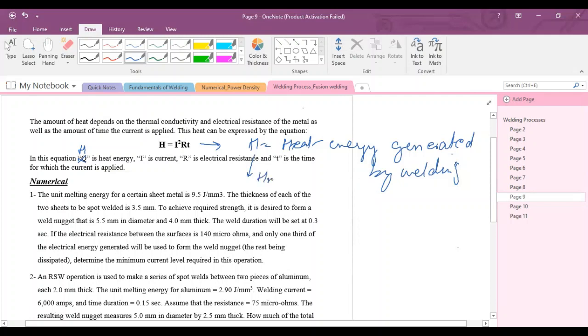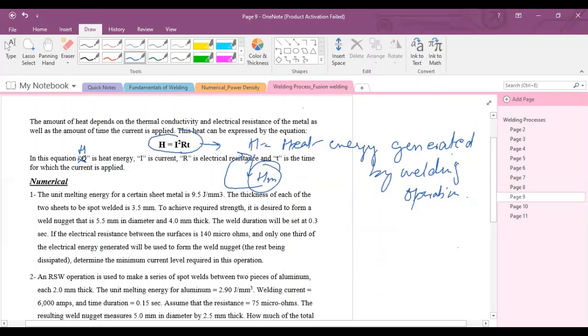One portion called HM will be used for welding. This HM is a part of H. H is the total heat energy generated by the welding process, but HM is the net heat required for melting the base metal. The value of HM is less than H.